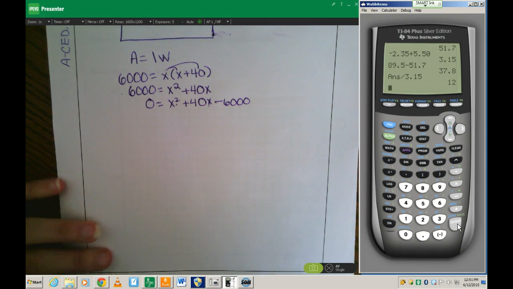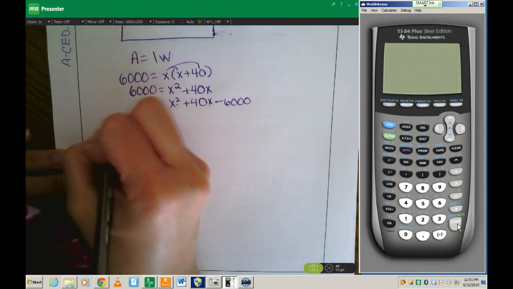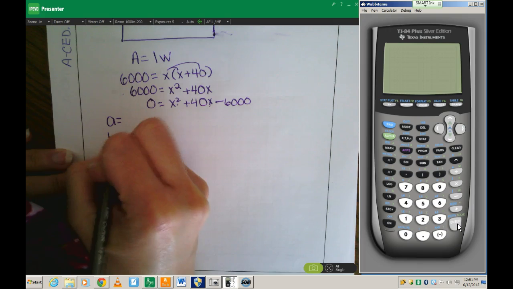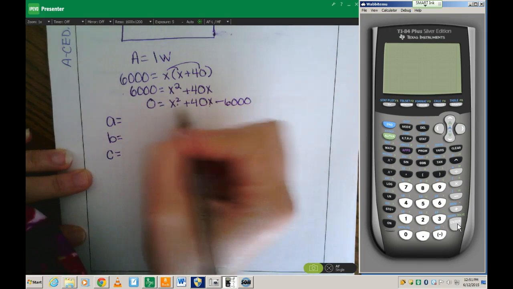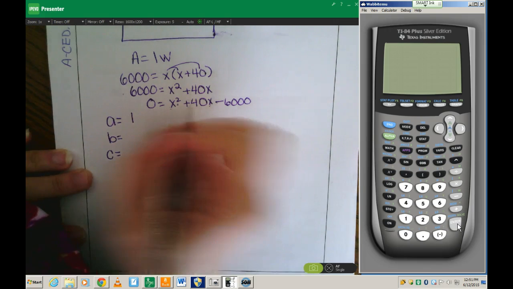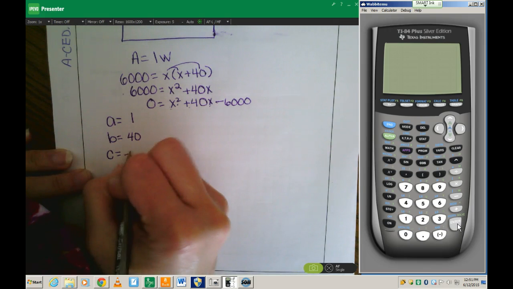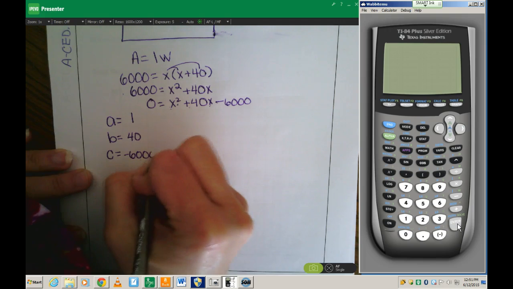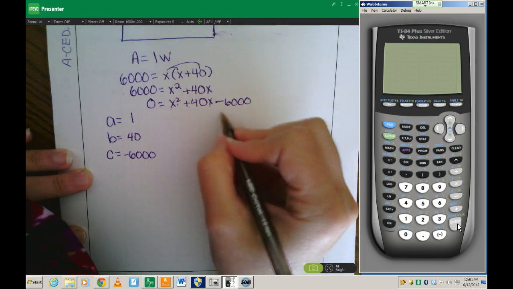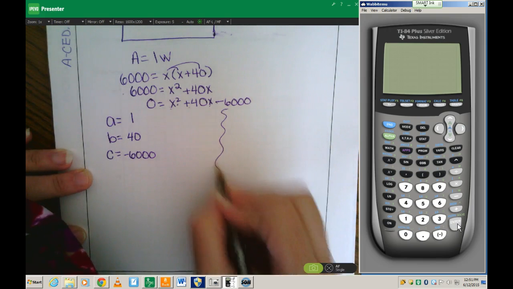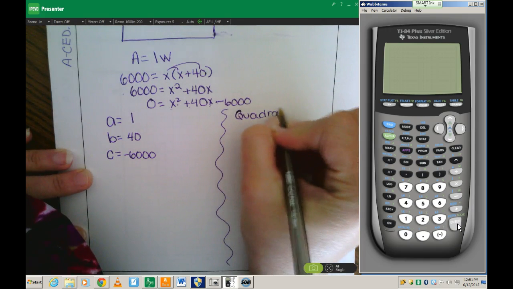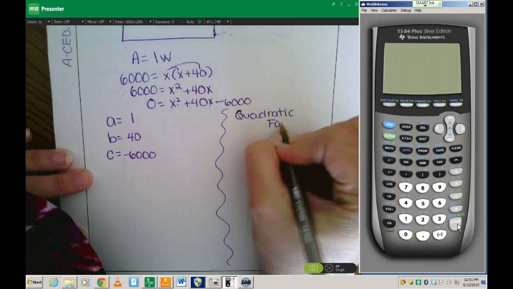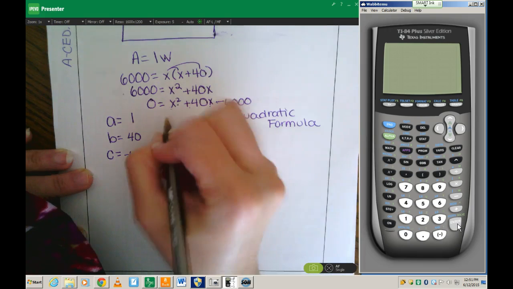So basically what we need to do is, most kids are going to prefer to do the quadratic formula. And I'm going to show you that way. But first I'm going to show you another way. So we're going to write 1, 40, and negative 6,000. And basically we need to come up with, I'm going to do it two ways. So this will be the quadratic formula way. And this will be reverse factor.